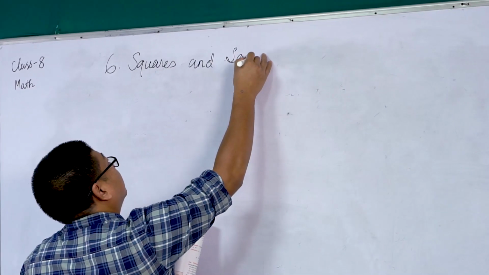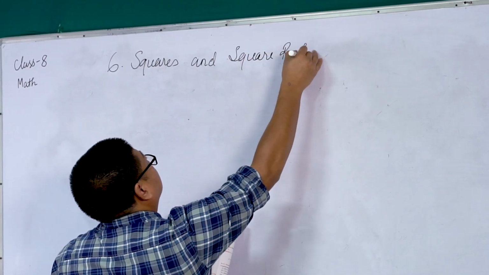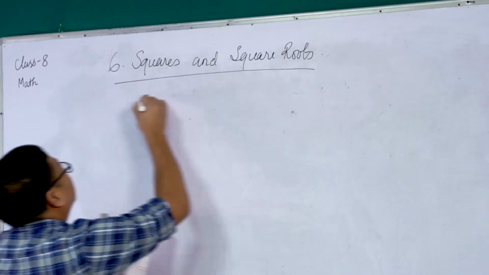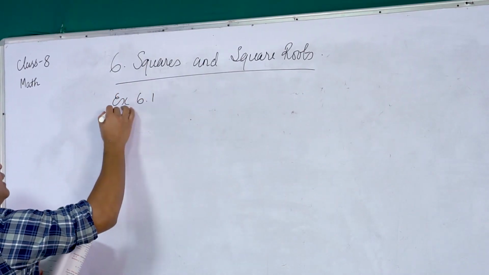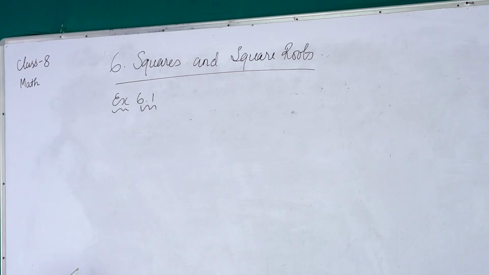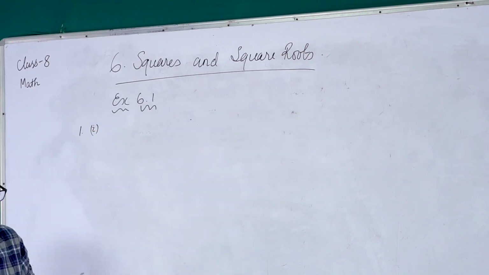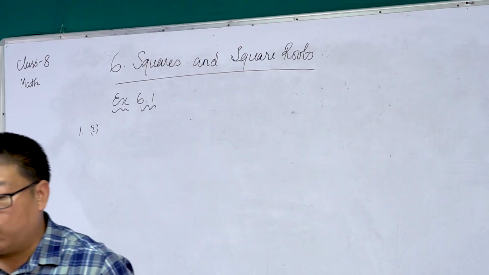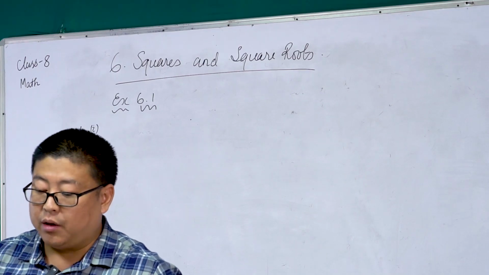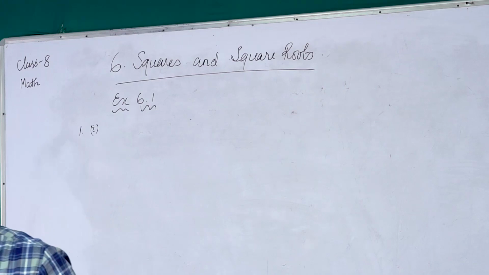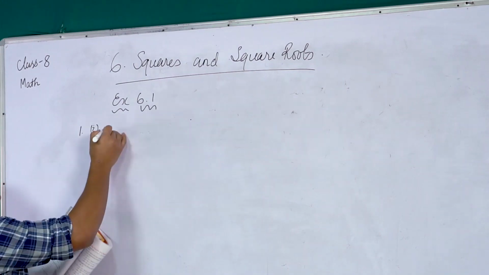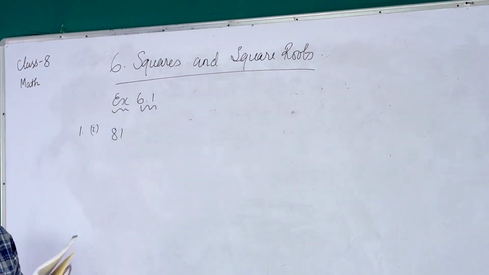Squares and square roots. So we will start with the first exercise, that is Exercise 6.1. You can turn to page number 69. The first question states, what will be the unit digit of the squares of the following numbers? In the first question it's 81.